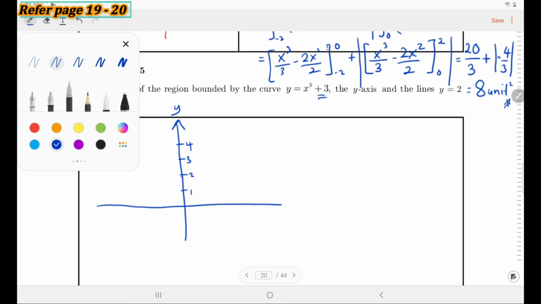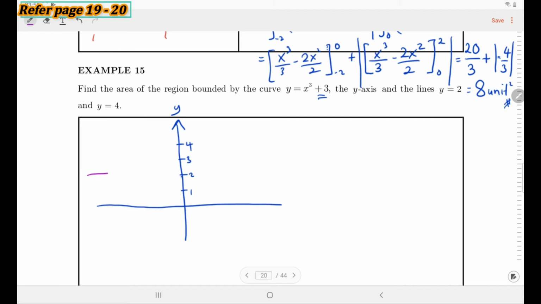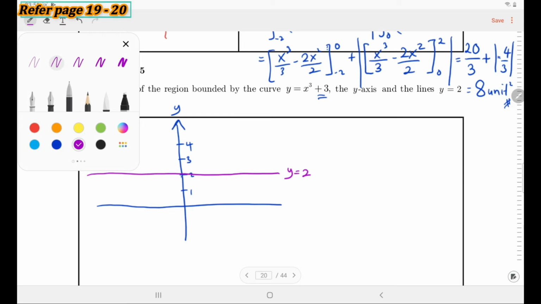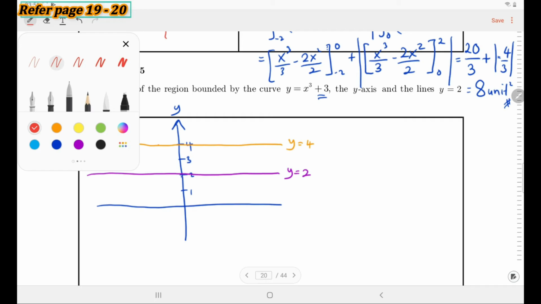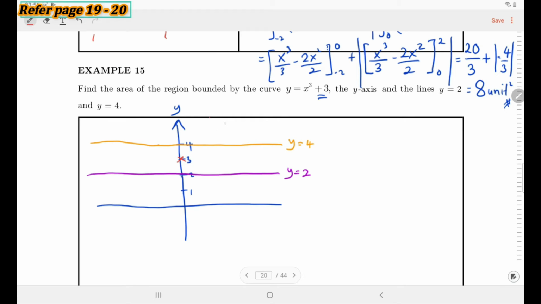The lines y equals 2 and y equals 4, I use a different color. Here is y equals 2, and for y equals 4, I choose orange. Here is y equals 4. Alright, so the graph y equals x cubed plus 3 is the red color, the positive cubic function. We started from here, so the intersections are here and here.